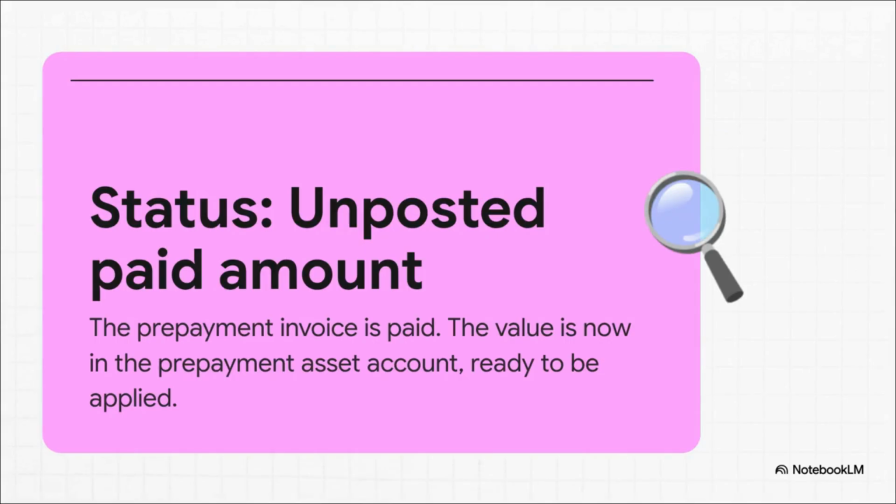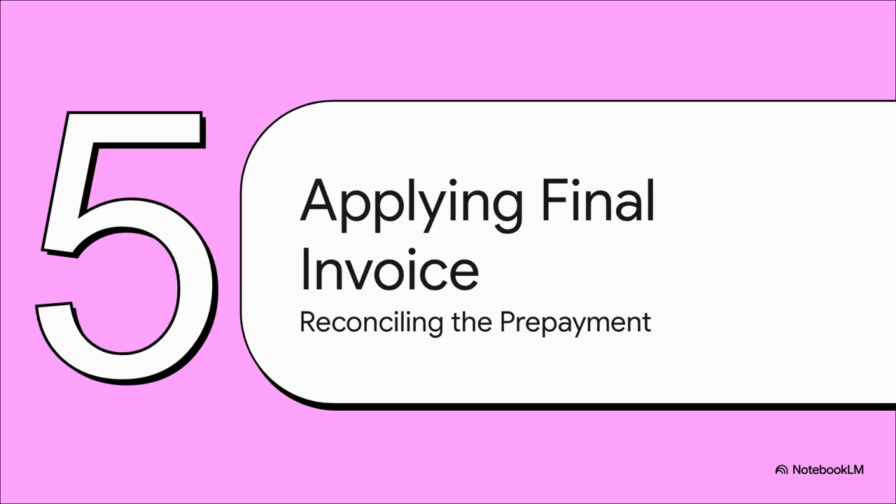So after you've paid, you'll see this status pop up: unposted paid amount. So what does that actually mean? It's simple. It just means the cash has left your bank, the vendor's been paid, and that value is now sitting nicely in your asset account, just waiting for that final invoice to show up. Perfect. The deposit is paid and accounted for.